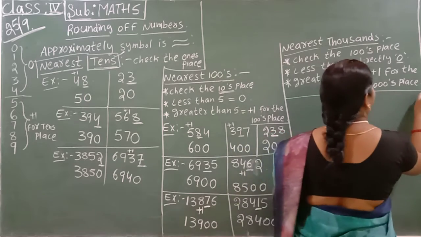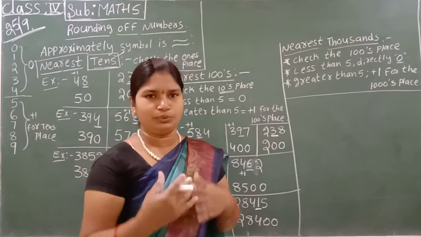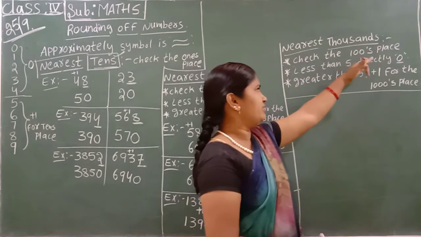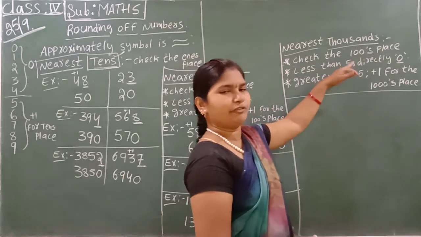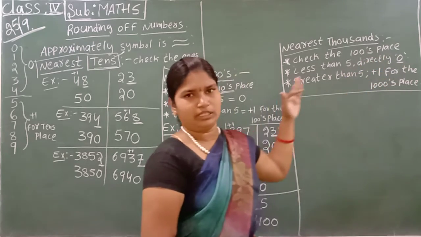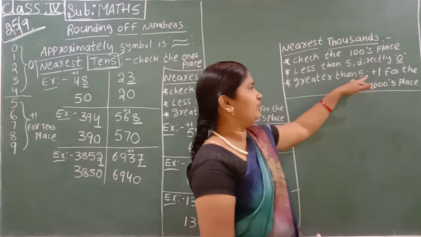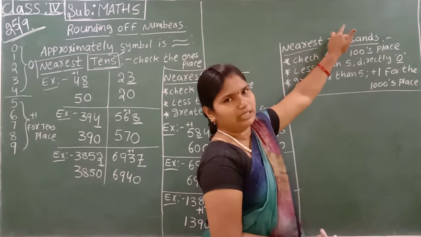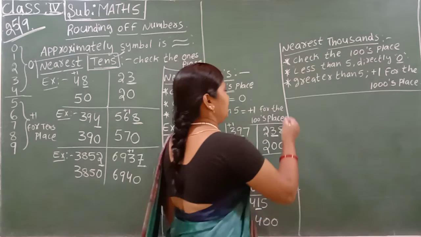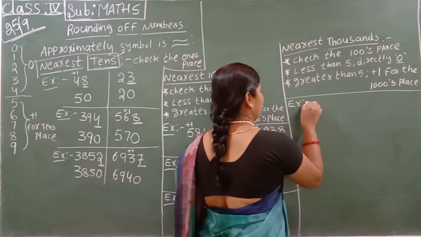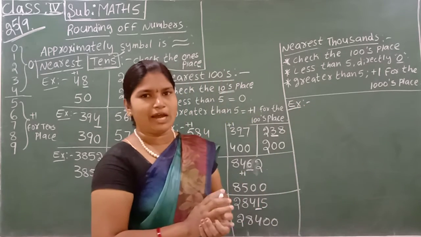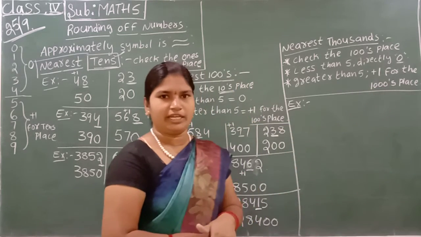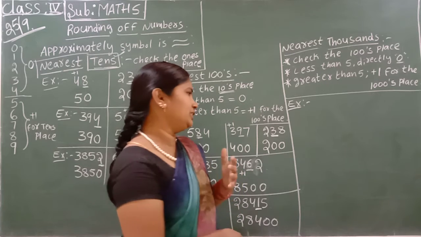When we are starting to do the problems, first read these steps. Check the hundreds place. If it is less than 5, directly keep zeros. If it is greater than 5, add 1 for the thousand place. Why? Because we are writing nearest thousands. In this first example, we have to take a 4-digit number. 1, 2, 3, 4. I am taking a 4-digit number.